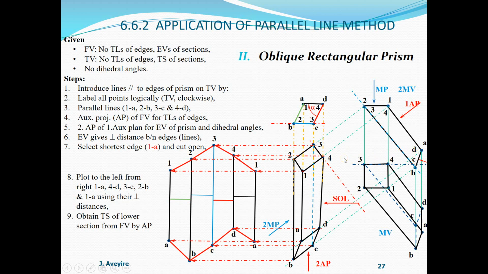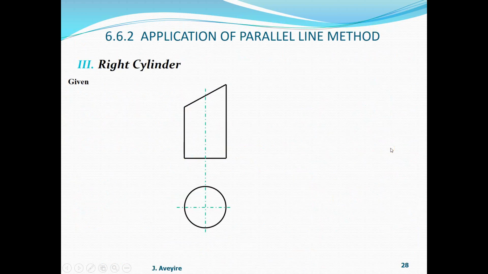Then I can perform that, and please try to look at that correction. So that is my auxiliary projector reference line. And when you look at it and obey the principle, this shape must come out from the results. So that is the true shape of it. Thank you. Then we go to the right cylinder.